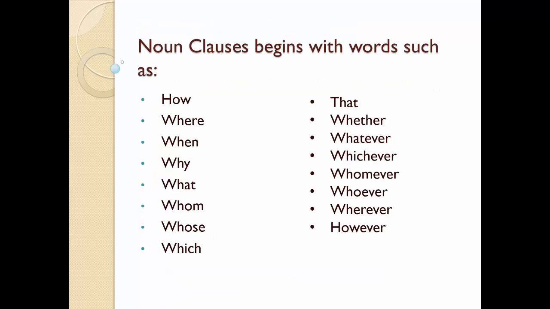You must notice that noun clauses always begin with words such as how, where, when, why, what, whom, whose, which, that, whether, whatever, whichever, whomever, whoever, wherever, and however, which are called WH words, although how and that don't begin with a WH, but they are considered from the same family.